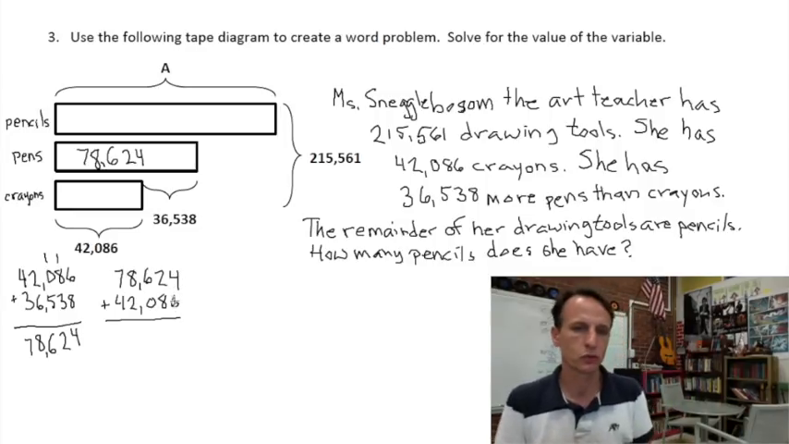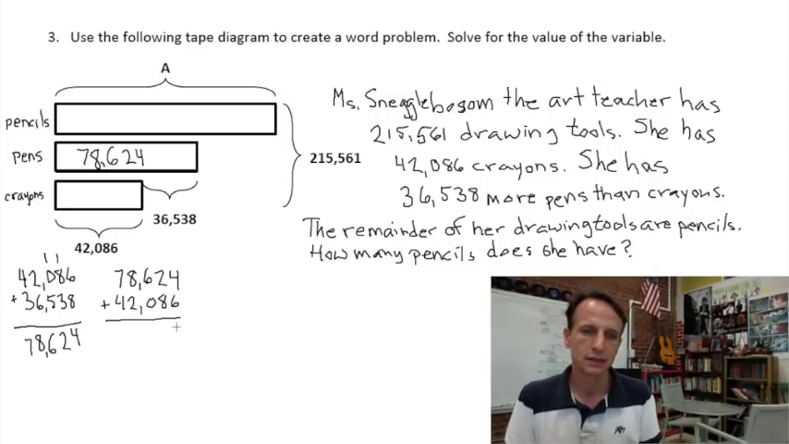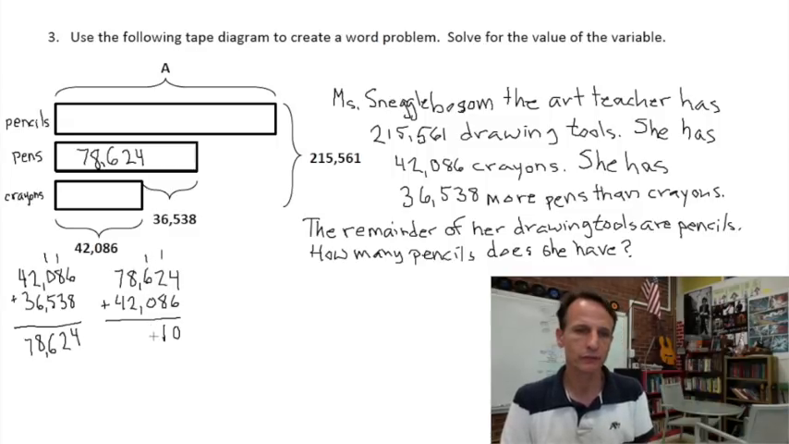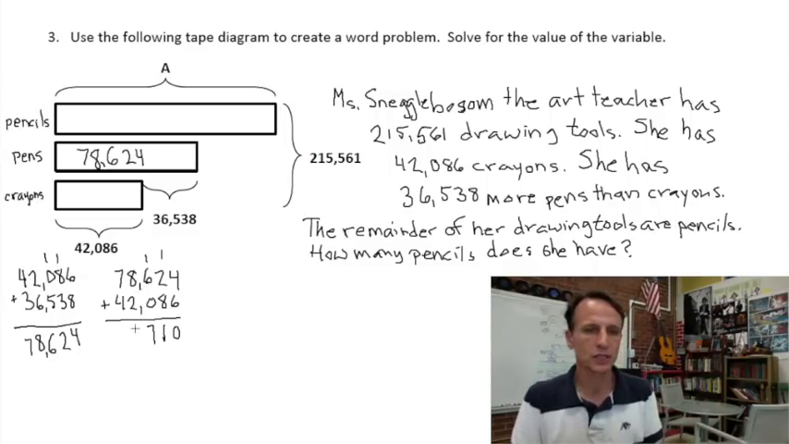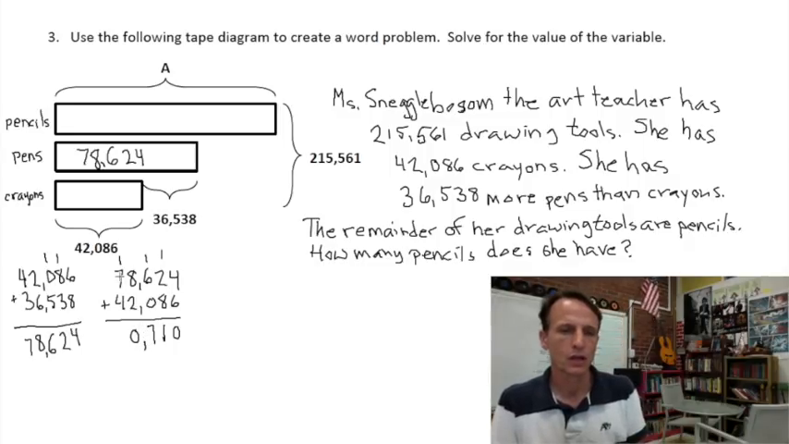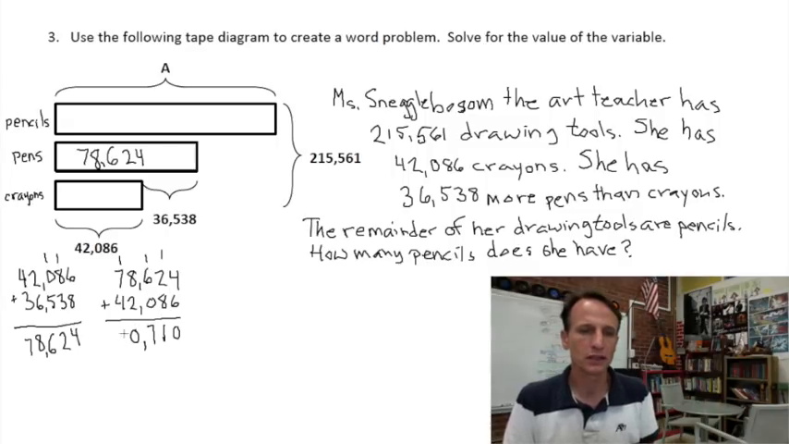All right, so 4 and 6 make 10. And you see the pattern here. 8 and 2 are 10. One more is 11. Regroup that 1. 1, 6, and 0, that's 7. 8 and 2 again make 10. Regroup the 1. Drop that comma. 1 and 7 make 8. 4 more is 12. Very good.